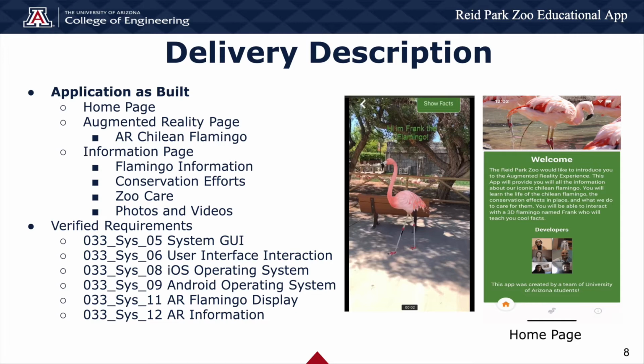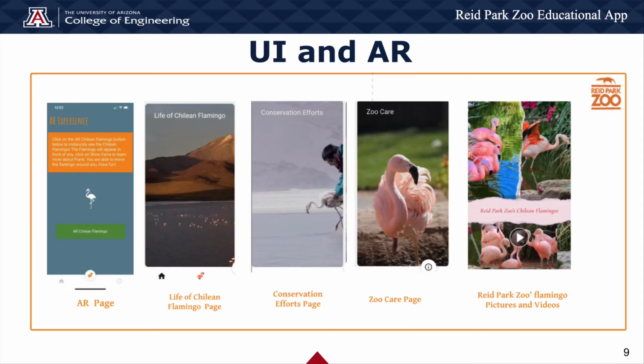The user can then manipulate the model's size, rotate the model 360 degrees, as well as view fun facts about the flamingos. Then we have the application information pages, which contain general information about Chilean flamingos, the zoo's conservation efforts, and how the zoo takes care of their flamingos. The final section contains photos and videos of the Reid Park Zoo Chilean flamingos. This slide shows pictures of our UI and AR design.